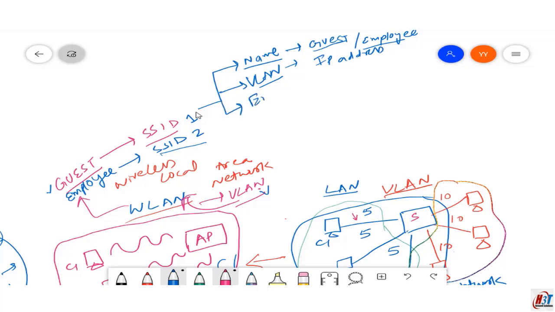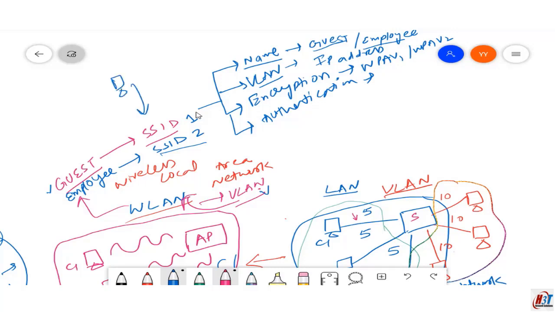The third one is the encryption type, that is, what kind of encryption will be used by this SSID. We can have WPA version 1, WPA version 2. We will discuss more about these encryption types in upcoming slides. The fourth one is the authentication type. This tells what kind of authentication mechanism this SSID will use when a client wants to connect. Whether it will use open authentication, 802.1X authentication, or pre-shared key based authentication.